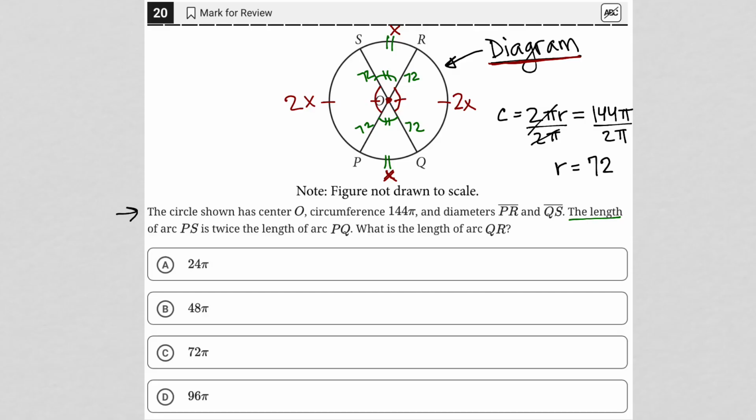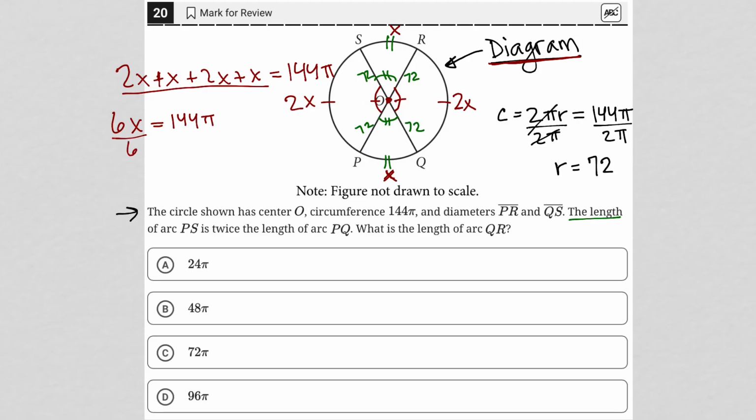And it looks like, right, if I were to add up all those arcs, I should get my circumference, right? Because the circumference is the length of all the arcs, right? The sum of all the arcs of a circle is the circumference. So I'm going to just say 2x plus x plus 2x plus x, all of the arcs around the entire circle, once I add those up, should be equal to 144 pi. Let's simplify this left side. 2x plus x is 3x, plus 2x is 5x, plus x is 6x is equal to 144 pi.